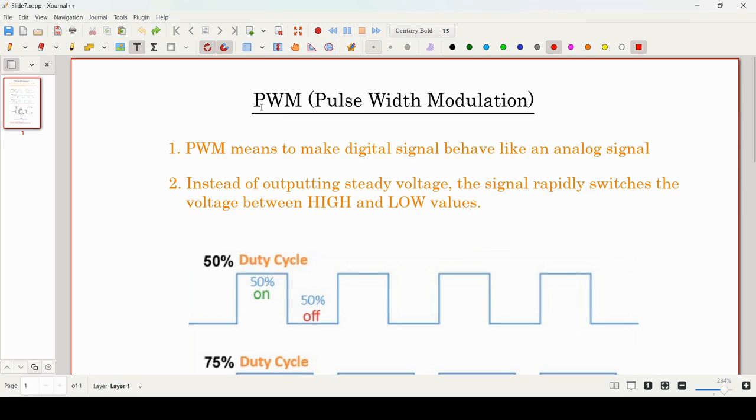First of all, let us discuss PWM, which stands for pulse width modulation. PWM basically means making a digital signal behave like an analog signal. Although PWM is not exactly an analog signal, we try to make the digital signal behave like one. Instead of outputting a steady voltage, the PWM signal rapidly switches the voltage level between high and low values, and because of this rapid switching we are able to get analog behavior from a digital signal.